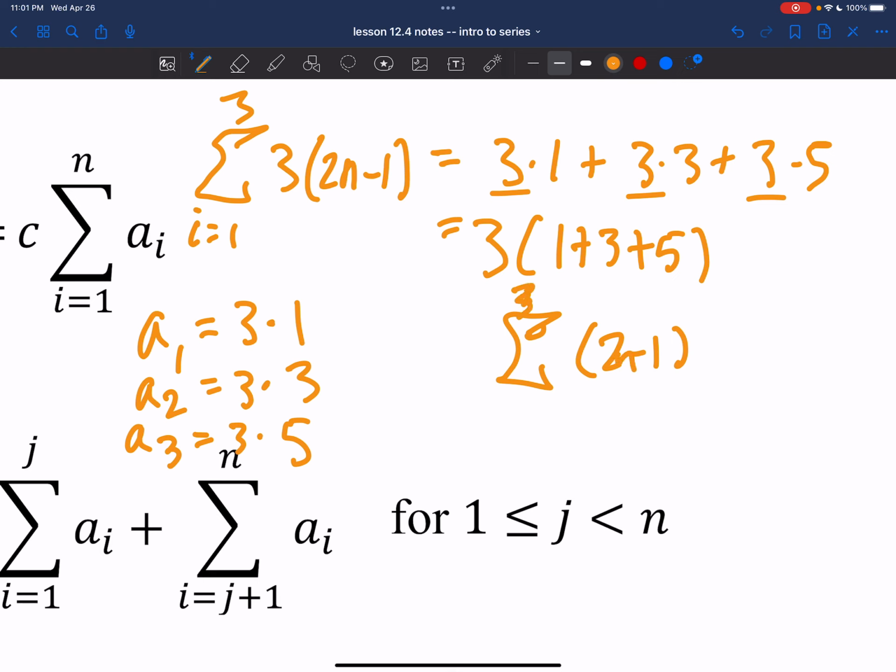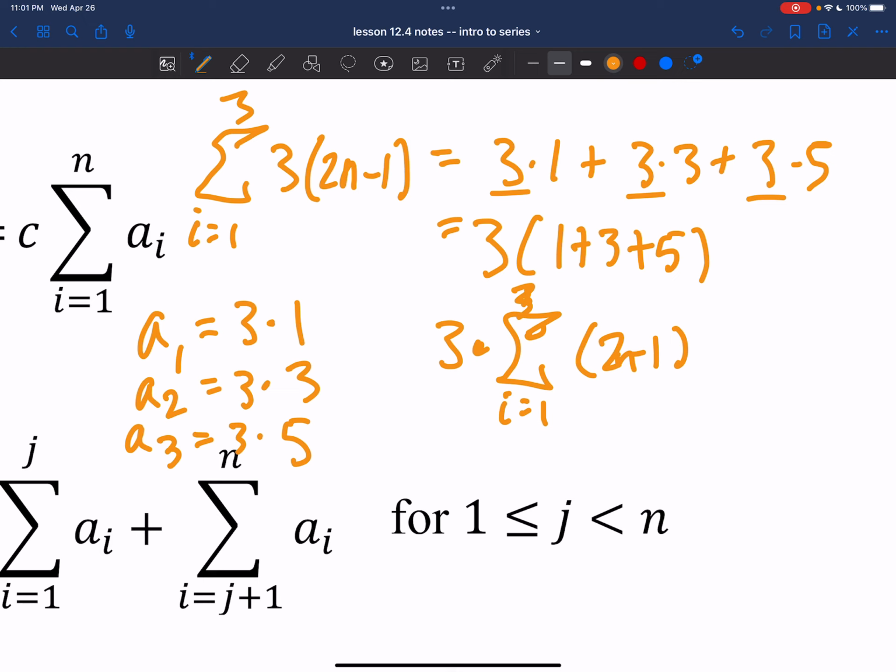So this is your 3 up here. This is i equals 1. If you were to just sum the odd numbers, 2n minus 1, 1 plus 3 plus 5, then the constant 3 is on the outside like this. So this is just a nice, easy property to use.